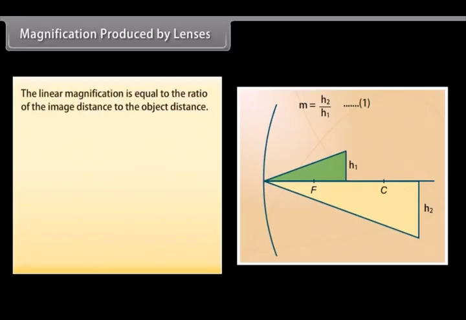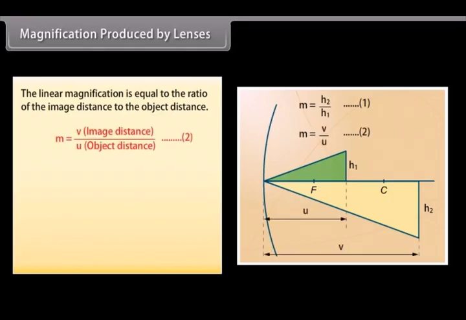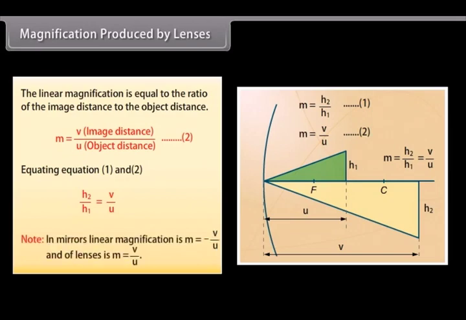The linear magnification is equal to the ratio of the image distance to the object distance. M is equal to v, image distance, upon u, object distance, which is equation 2. Equating equation 1 and 2, h2 upon h1 is equal to v upon u. Note, in mirrors, linear magnification is m is equal to minus v upon u, and for lenses m is equal to v upon u.